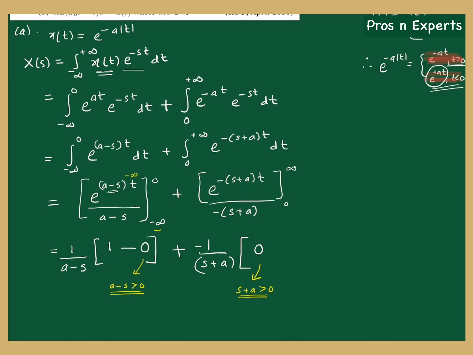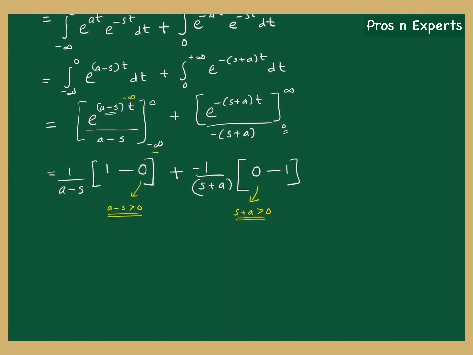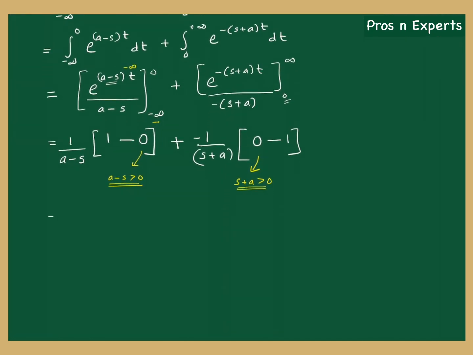assumptions, I can write it as 0 here, and minus, what happens when you insert the lower limit? It is e raised to 0, which will give you 1. Now you can again simplify this as 1 by a minus s.